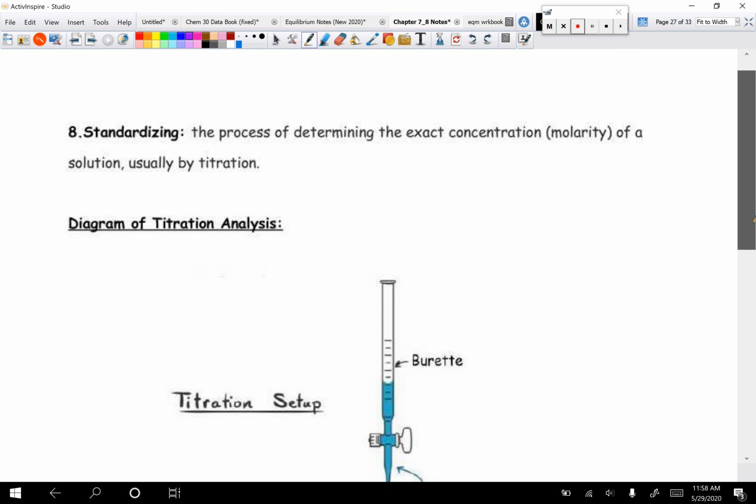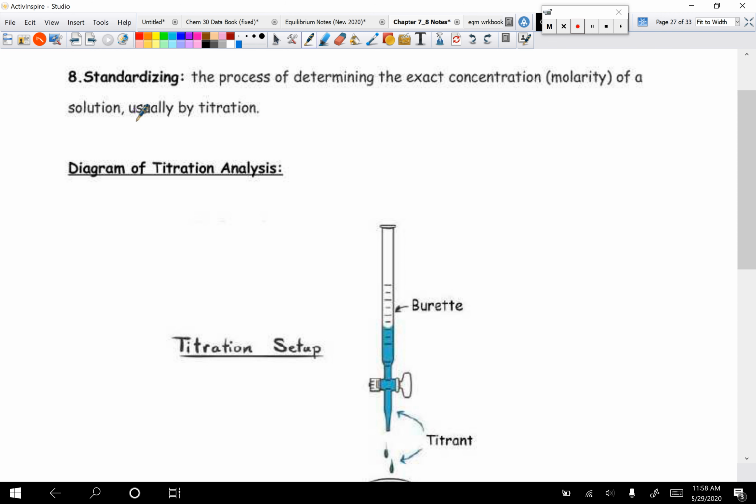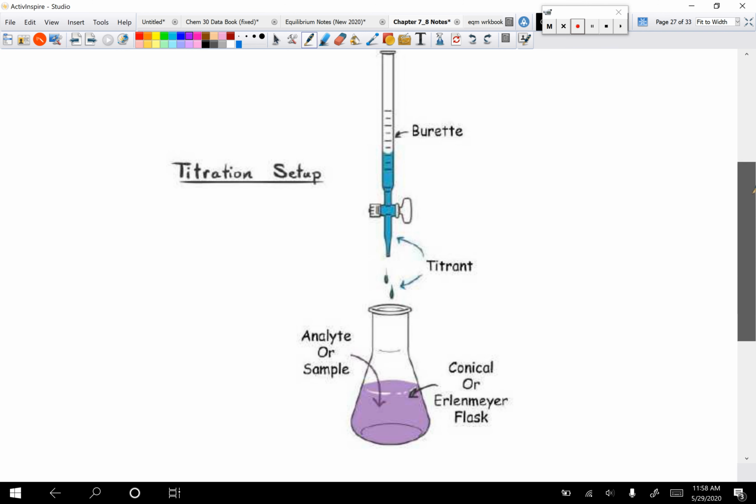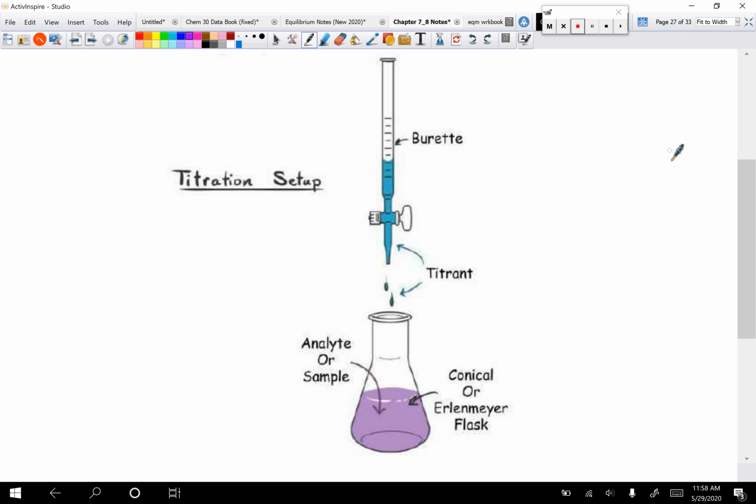And of course standardizing, the last little definition, is a process to determine the exact concentration of a solution. Basically, when we perform a titration analysis, we are standardizing a solution to figure out its concentration. What we have right here is a general titration setup. We have our burette. Inside of the burette is our titrant, and we add it into our conical or Erlenmeyer flask, and our sample is always in there as well.